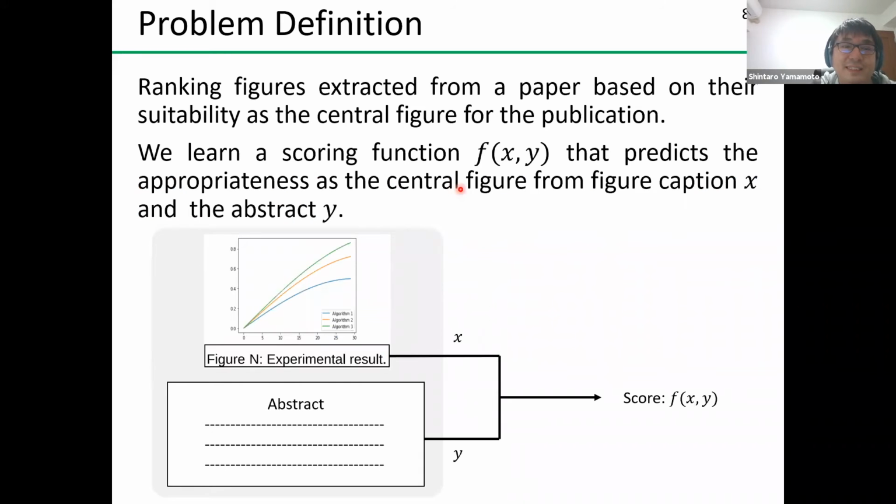Now I explain the problem which we studied in this paper. We consider the problem as ranking figures extracted from a paper based on their suitability as a central figure for the publication. We learn a scoring function that predicts the appropriateness as a central figure from the figure caption X and the paper abstract Y. So I will explain the details of the function.